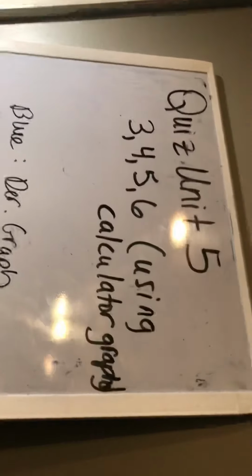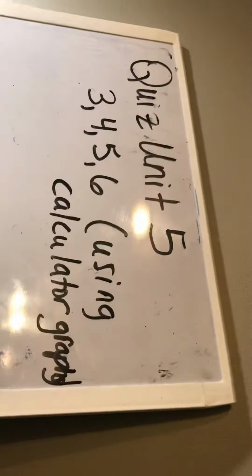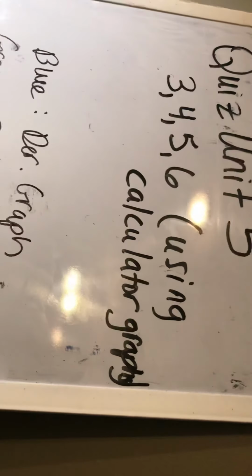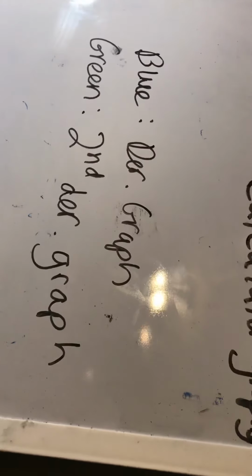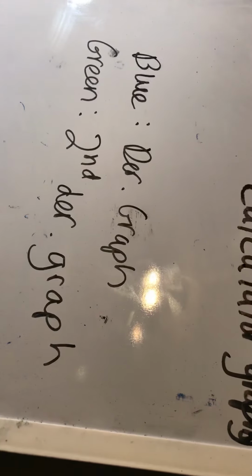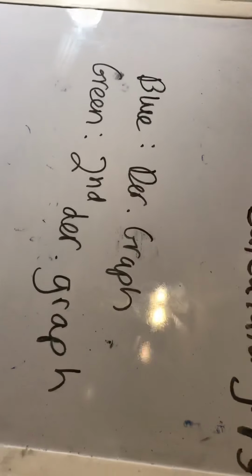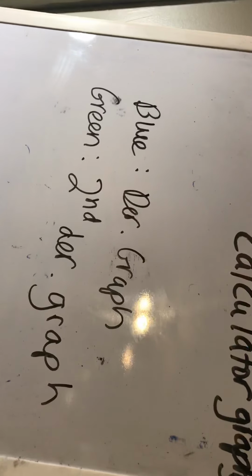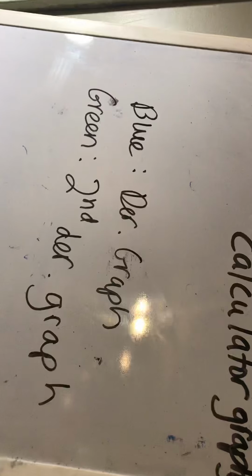This video is going to be from some questions from your quiz from Unit 5. And I want to look at questions 3, 4, 5, and 6 because they can all be solved using your graphing calculator. I have borrowed some of my new calculators that graph in color. So for this video, if you see a blue graph, that means it's a derivative graph. A green graph means it's the second derivative graph.